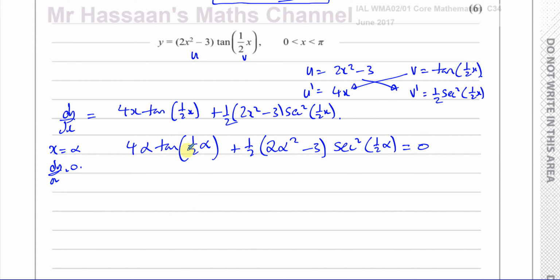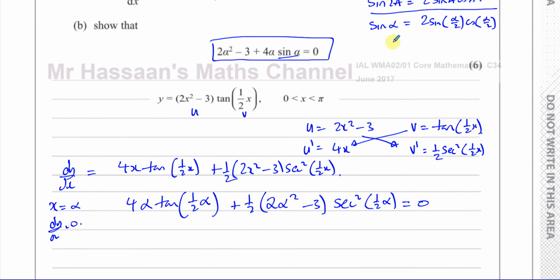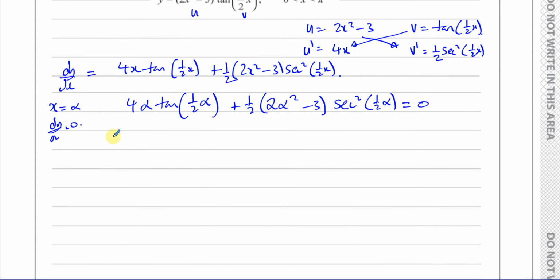over cosine theta, or tan of a half theta into sine of a half theta over cosine of a half theta. Use the identity that we know, that the tan of an angle is equal to the sine of the same angle over the cosine of the same angle. So I have here 4 alpha, and I'll write this as sine of a half alpha over cosine of a half alpha plus, and this is 1 over 2, so I'll write this as 2 alpha squared minus 3.